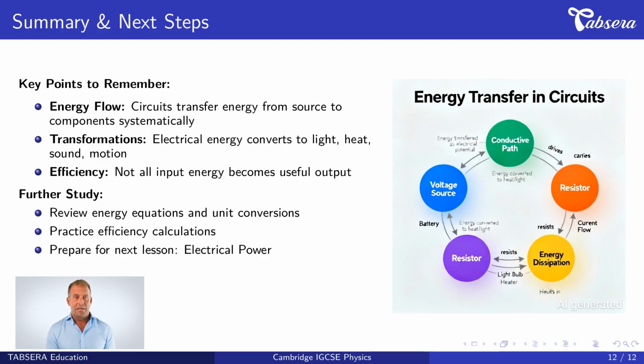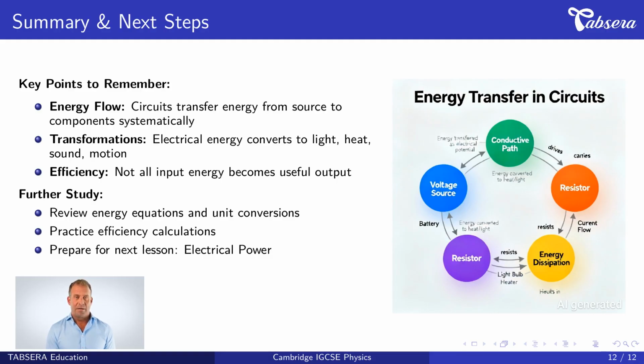Let's summarize today's lesson on energy transfer in circuits. The key points to remember are, first, energy flow. Circuits transfer energy systematically from source to components. Energy originates at batteries or power supplies, travels through conducting wires, and transforms in components like lamps, motors, or heaters. This flow follows conservation of energy principles.